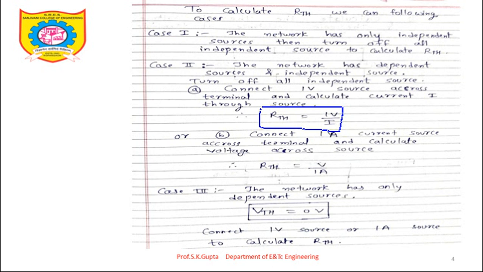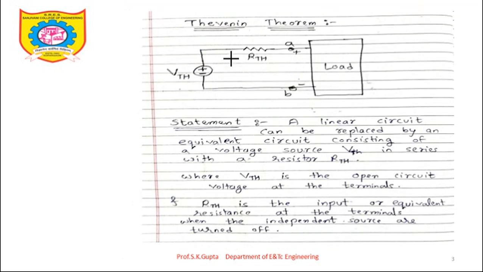Or I can connect a 1 ampere source and calculate the voltage across that 1 ampere source, and the RTH value is V upon 1 ampere. So if the circuit consists of dependent sources and some independent sources, the independent sources we turn off and the dependent sources we keep as they are, and we can connect one 1 volt source over here and calculate the current through this 1 volt source.